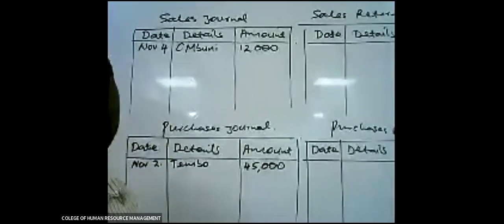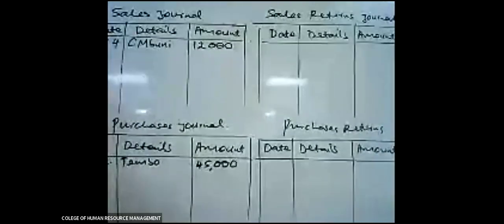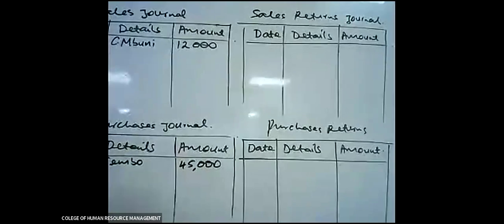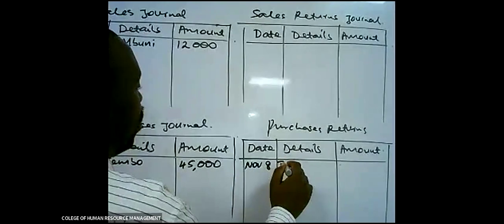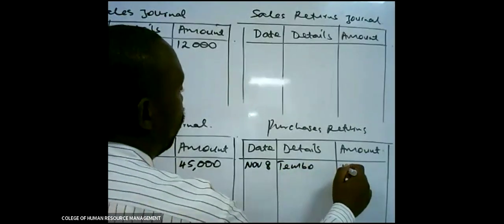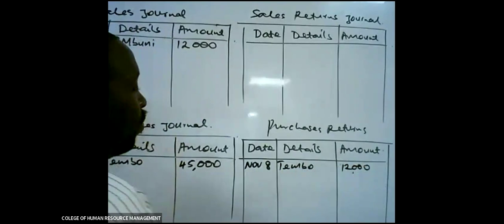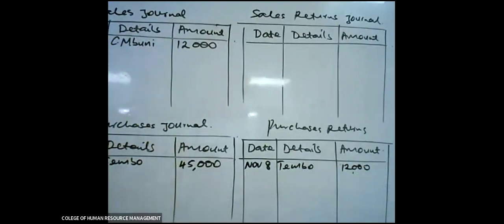So you go to your purchases returns journal. You record there that on November 8th, you return goods to Kembo was 12,000. Then let me do the others now. I hope you can be able to follow, or you can be able to open your documents from your tab.